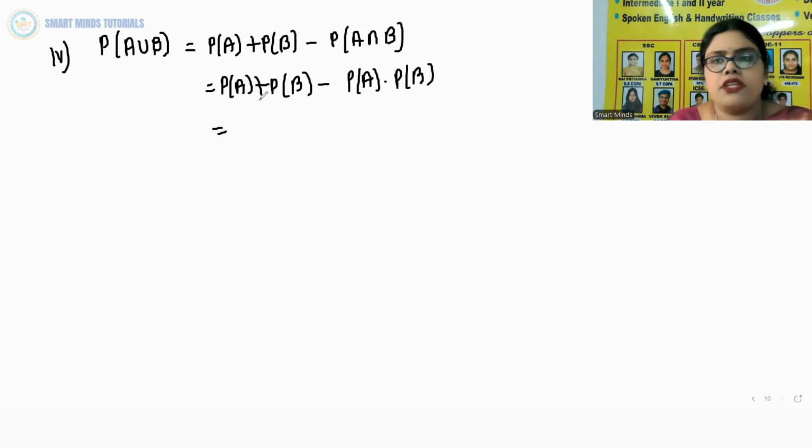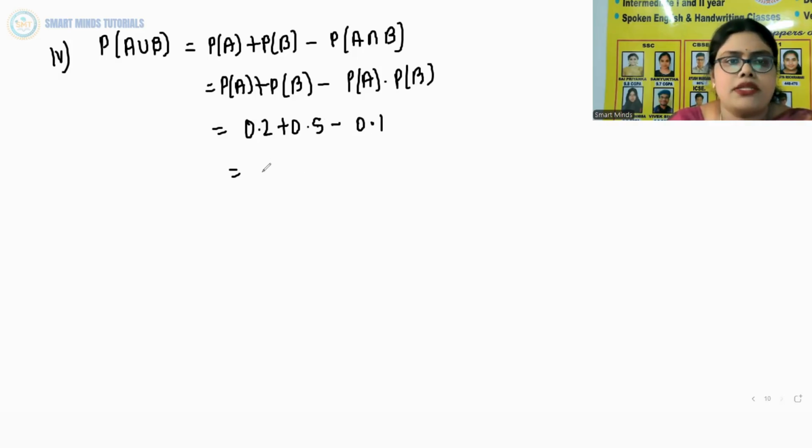So now we are substituting P of A and P of B values. So 0.2 plus 0.5 minus P of A intersection B, you got it as 0.1. So 0.2 plus 0.5 is 0.7. 0.7 minus 0.1 is 0.6. This is the answer for the fourth bit.